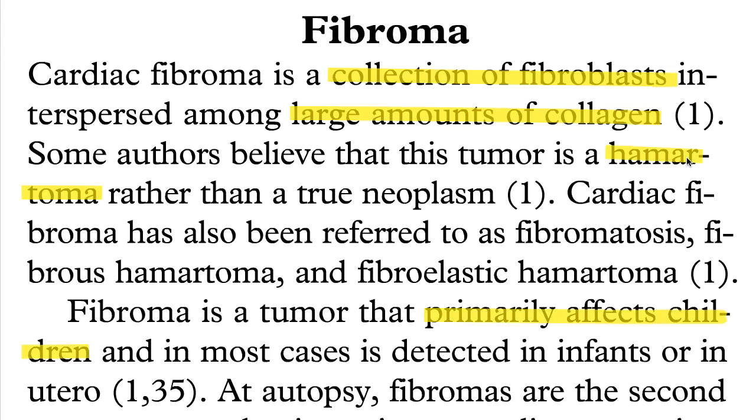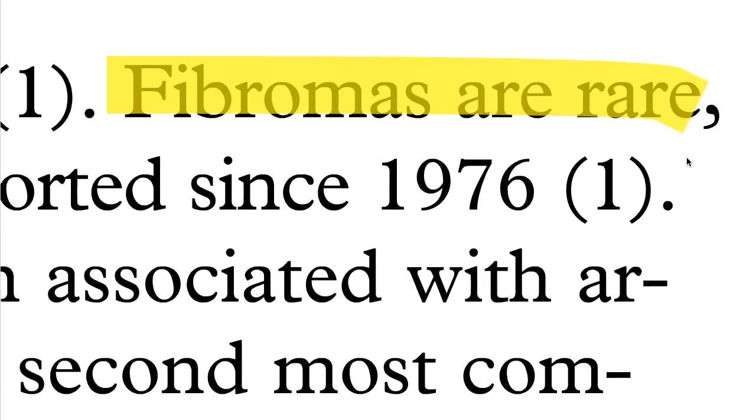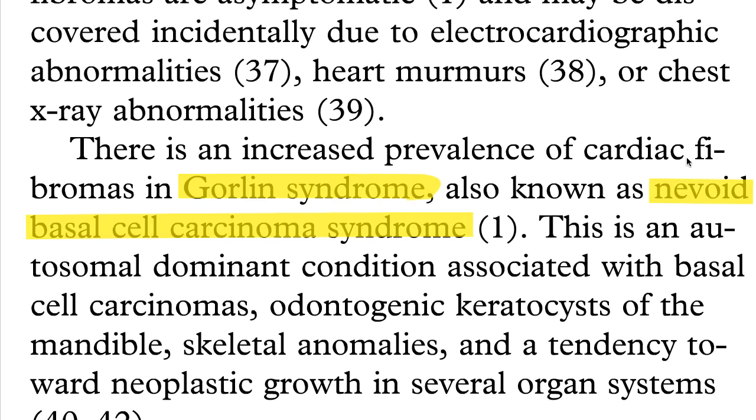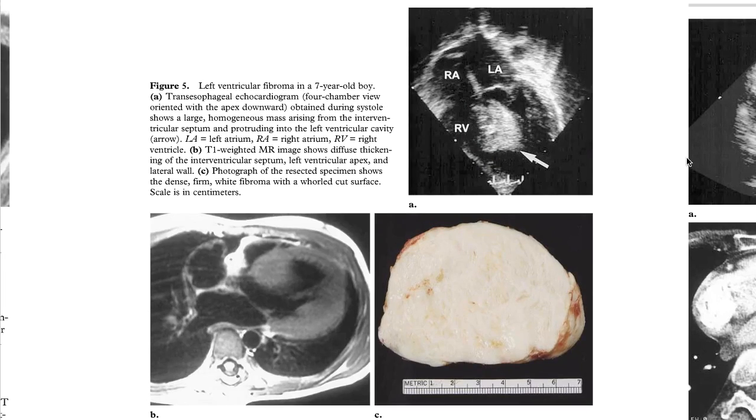Primarily affects children, but we do see cases in adults. They are rare. Gorlin syndrome is nevoid basal cell carcinoma syndrome, where you can see multiple fibromas. Here's an example from the literature where we see this very dense mass. Here it's bright on echocardiography. Here we see this increased wall thickness. This one has two fibromas. There's one here and one here.